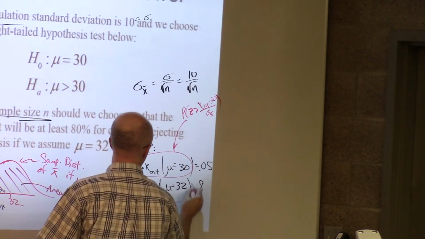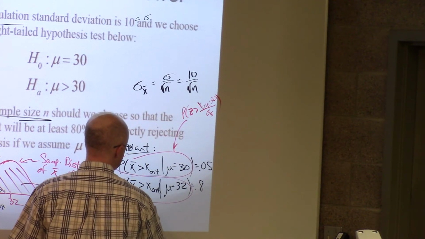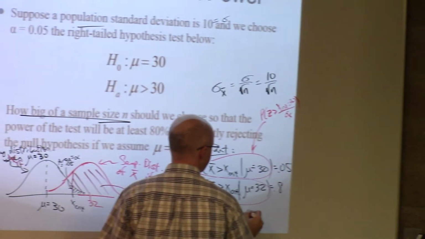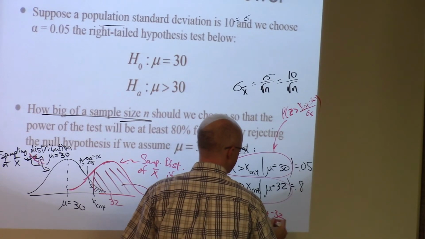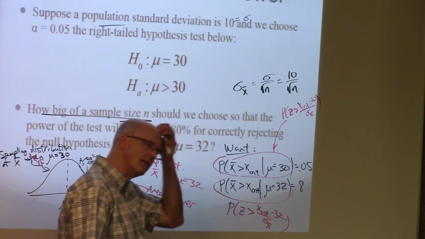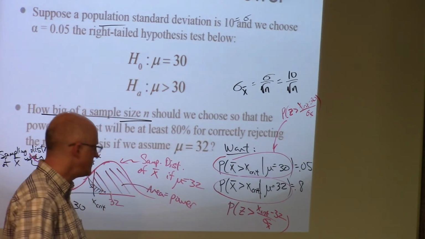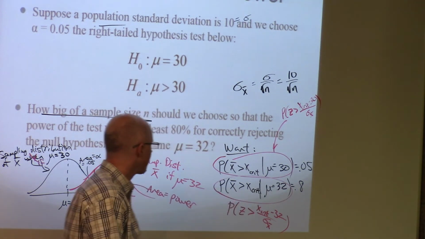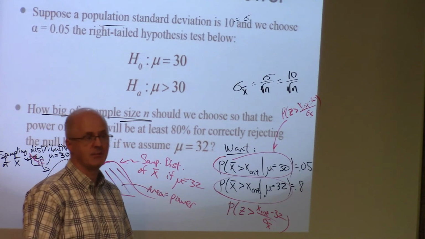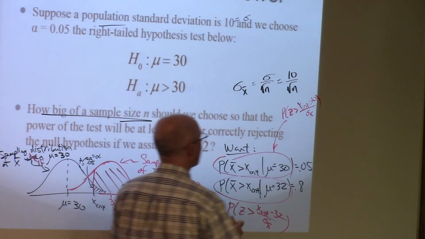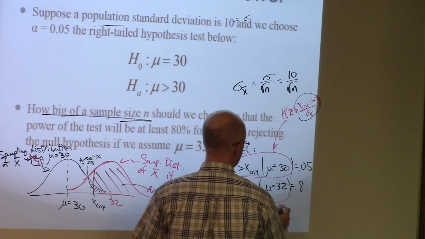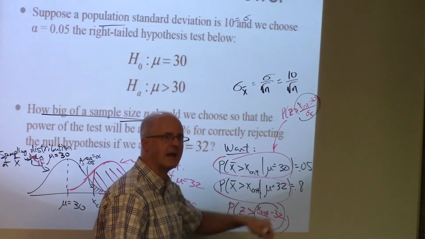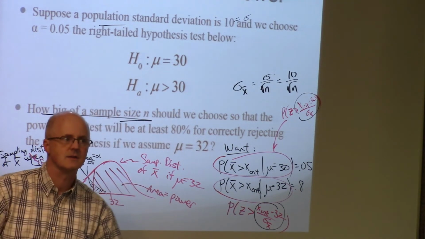This one, if I convert to z, would be the probability of z being greater than x crit minus 32 over sigma sub x bar. Subtract 32, because there I'm assuming mu is 32. If I now look in the z table, I can figure out what these numbers should be, those fractions, to make these probabilities 0.05 and 0.8. Let's go to the z table now.